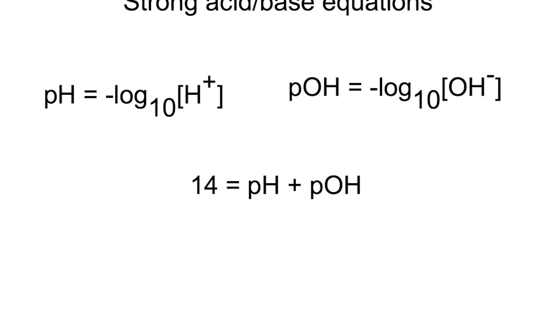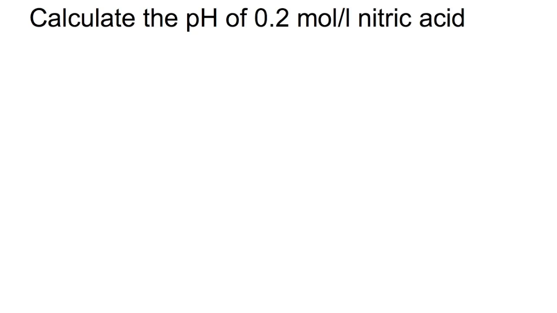These three equations can be found in the front of your data book, and these are to be used with strong acids and strong bases only. The clue is that strong acids and strong bases fully dissociate to produce H+ and OH- ions. Let's have a look at some example calculations.